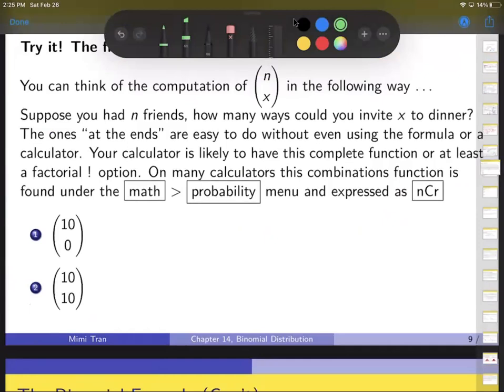Now for doing the n choose r, or n choose x here, we can use a calculator. So first you're going to go to the math menu. It's kind of difficult for me to show.